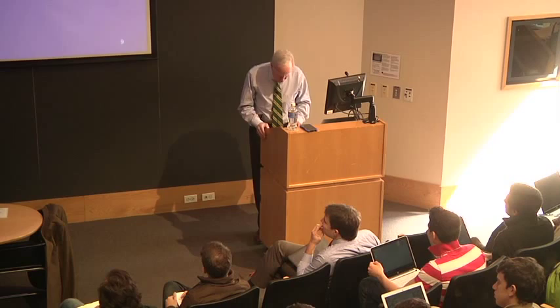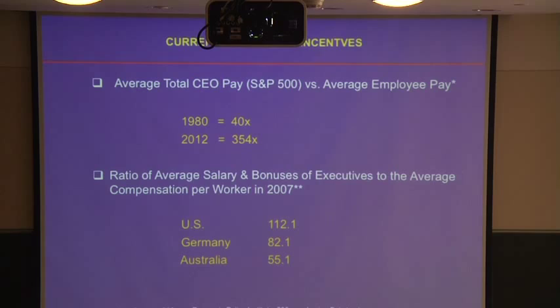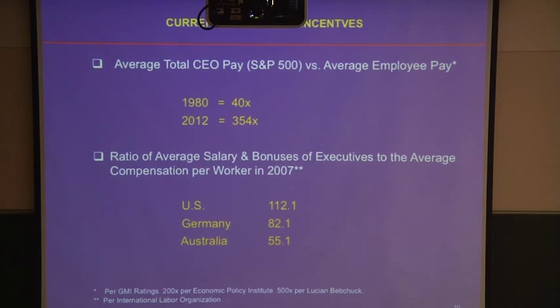And for these reasons, the economy of incentives, comprising social pay systems both within the firms and across the economy, I think is pivotal to any understanding of what's driving our current version of institutional corruption in the private sector. And I just want to give you a little bit of data on that, because it's always fun looking at data. If you look at the average CEO pay of the S&P 500 versus the average pay per employee, in 1980 it was 40x, and it's now 354x. Now, that is low relative to Professor Lucian Bebchuk's calculations at the law school. It's high relative to the Economic Policy Institute.